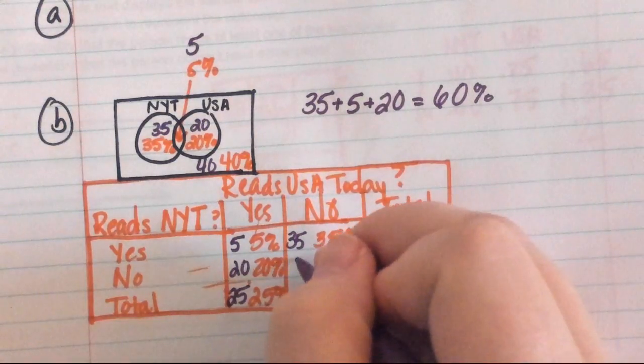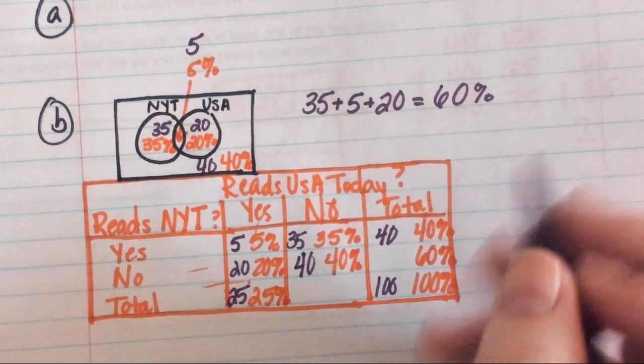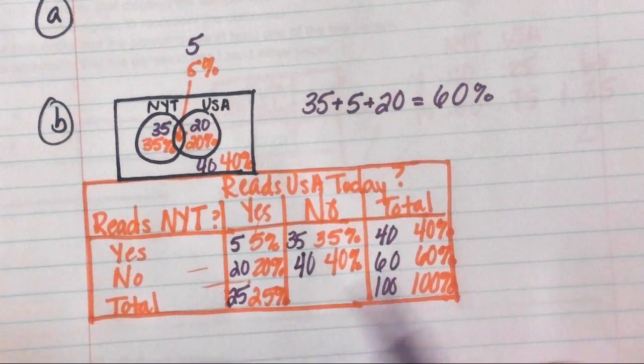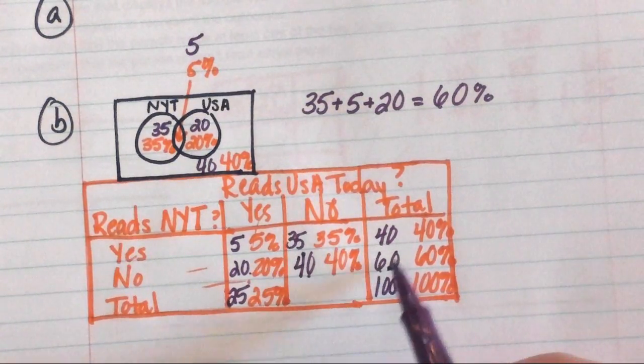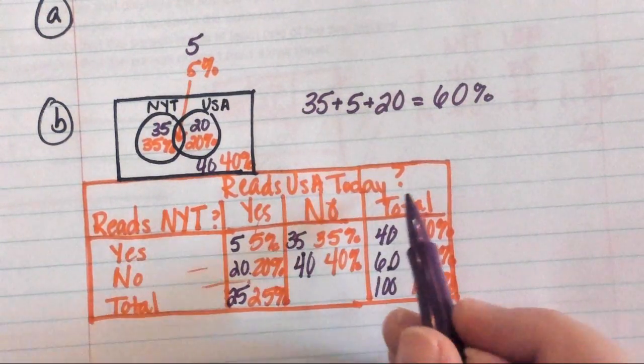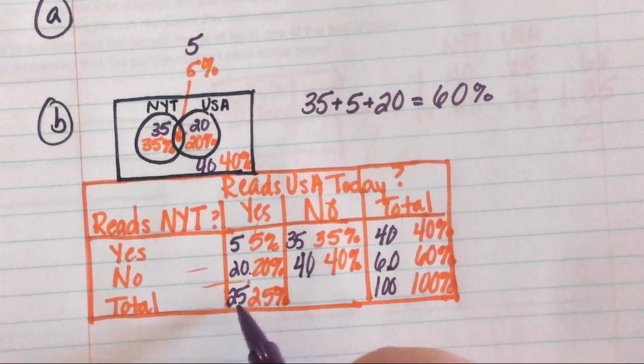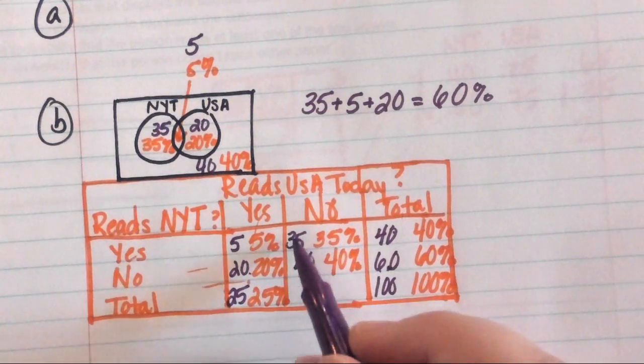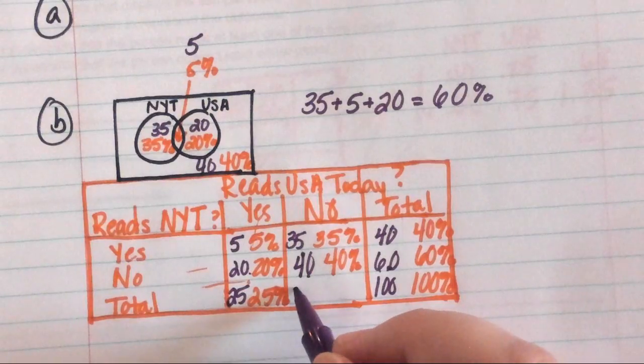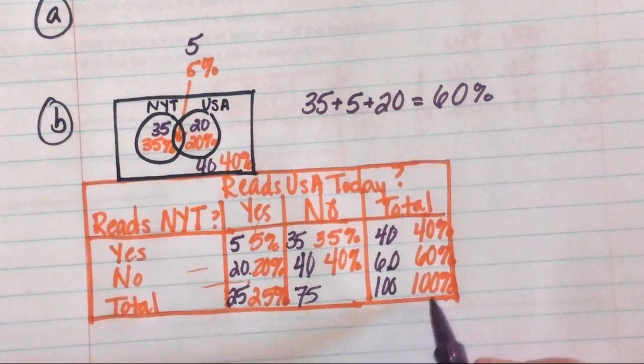Does that add up to 200%? No. Yeah, that's up to 100%. Right. So if we add 20 plus 40, we get 60. So 40 plus 60 is 100. So it's worked out in this column. Now we've just got to check this row. 35 plus 40 is 75. 75 and 25 is 100.